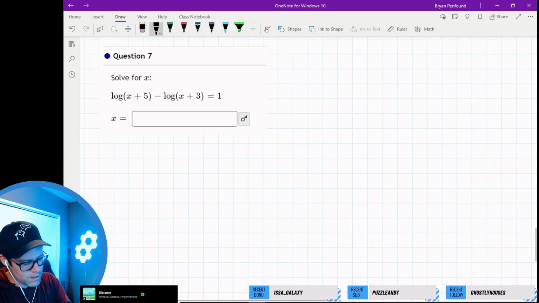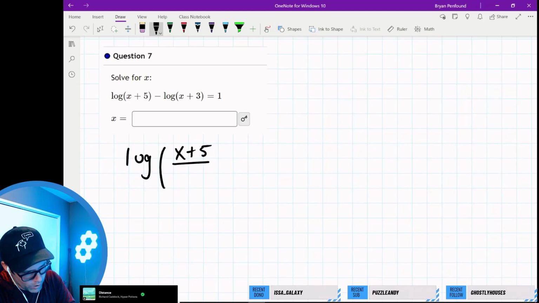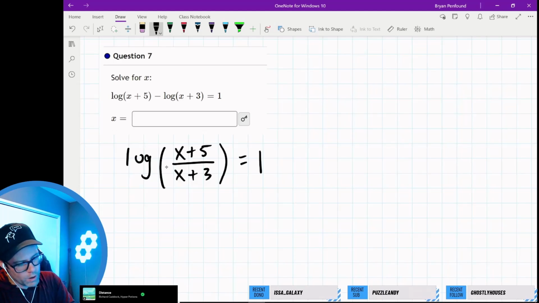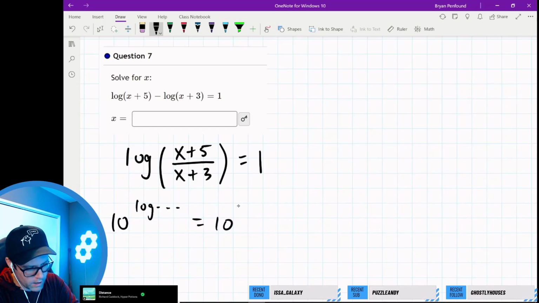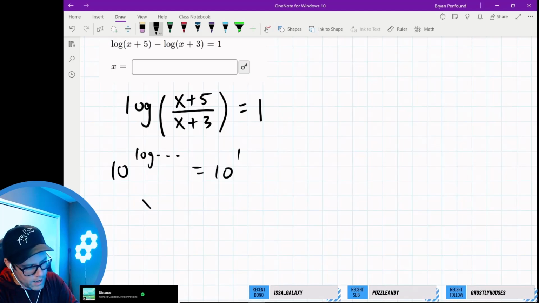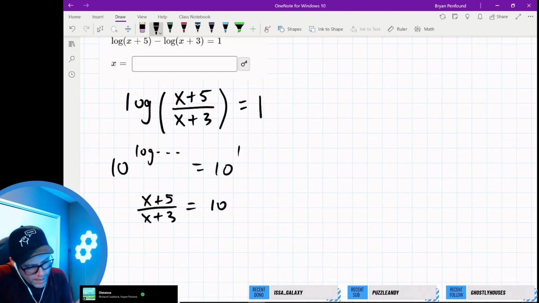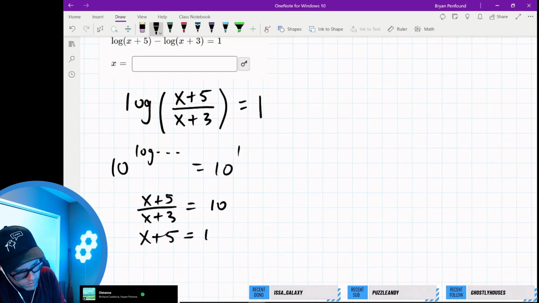Okay, let's solve for x. This is a subtraction, so we can rewrite this as log of x plus 5 over x plus 3. We want all of this to be equal to 1. This is log base 10 in mathematics. So if I want to remove the left-hand side, we need to go 10 to the log of stuff is equal to 10 to the 1. So we're going to get that x plus 5 over x plus 3 is equal to 10. We could multiply both sides by x plus 3, so x plus 5 is equal to 10 times x plus 3. x plus 5 is 10x plus 30.